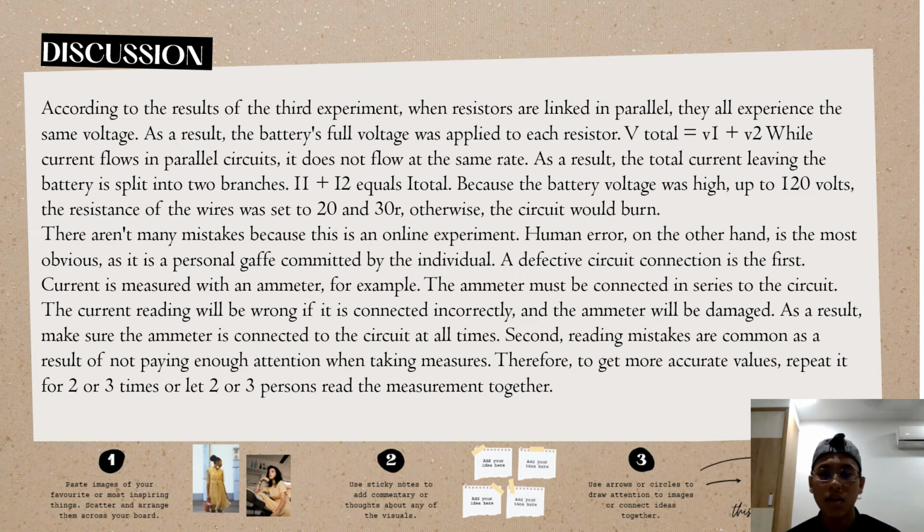Second, reading mistakes are common as a result of not paying attention enough when taking measures. Therefore, to get more accurate values, we must repeat it for 2 or 3 times or let 2 or 3 persons read the measurement together.